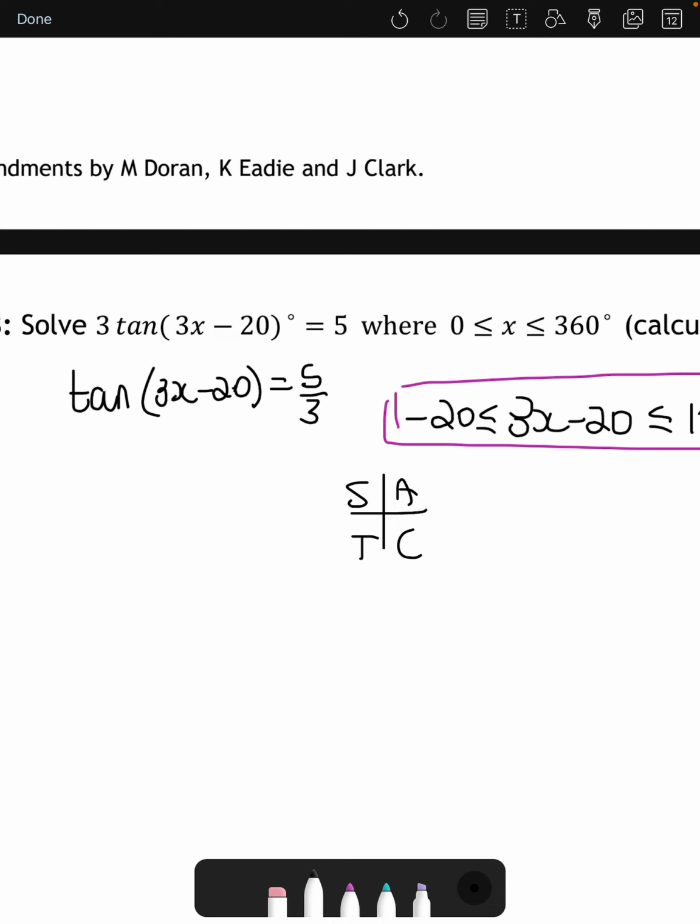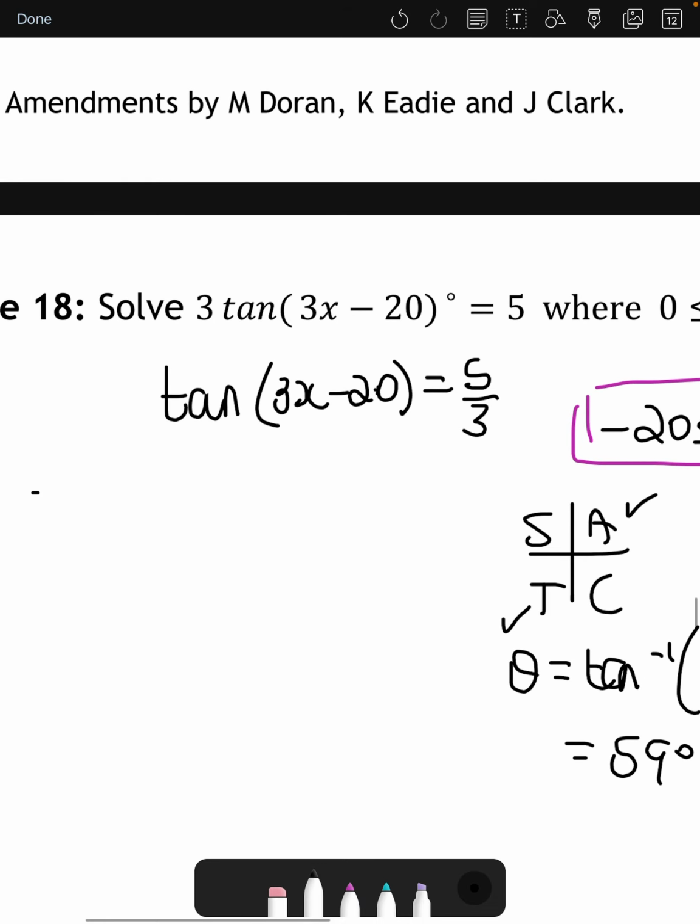Tan this time, positive tan, so there and there. Theta. This is not an exact value, obviously. And it gives us roughly, it's like 59.03, so 59 degrees. Okay, so like last time, it's equal to, you know, it's not just x, it's 3x minus 20. So it's 59. And then it's going to be 180 plus 59, which is 239.